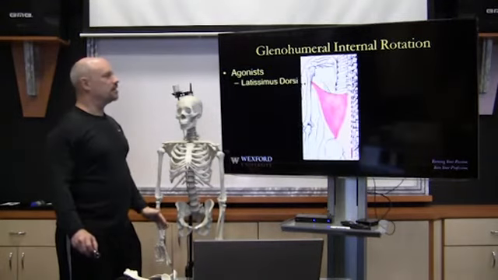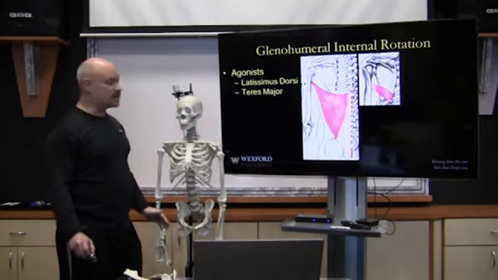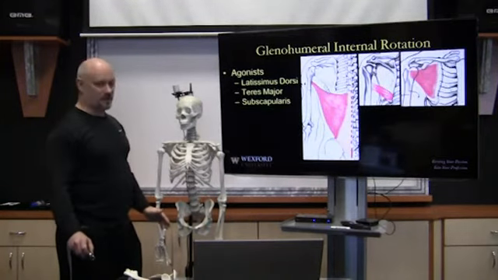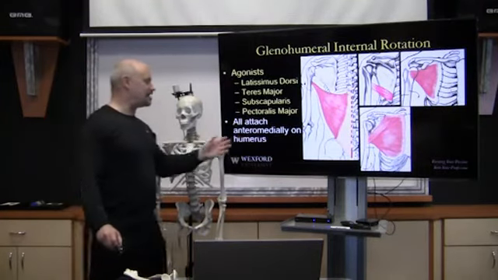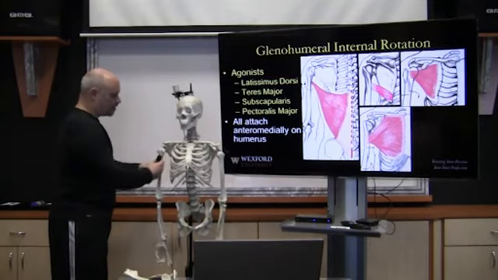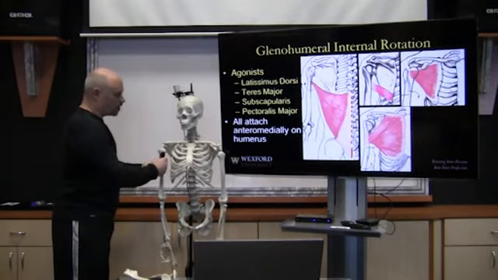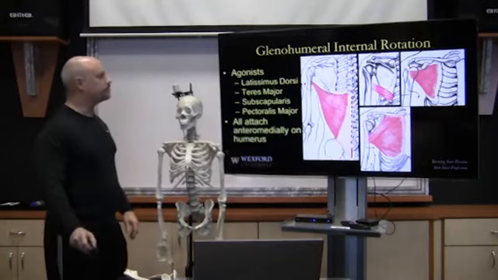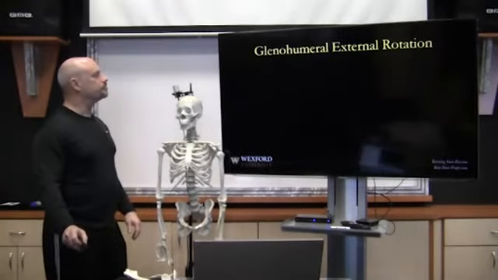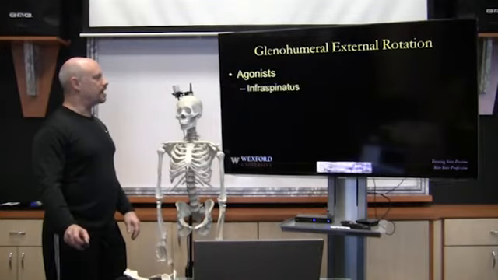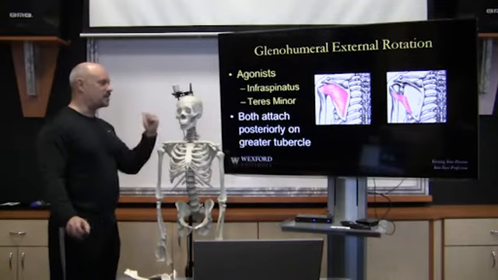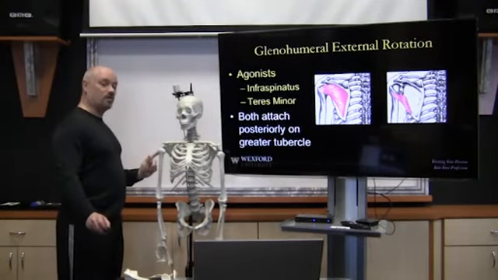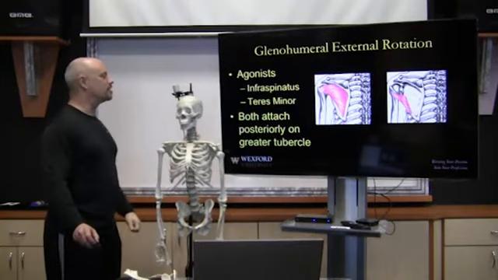Internal rotation: the agonists are latissimus dorsi, teres major, the subscapularis, and the pec major. They all attach anteriorly and medially onto the front and toward the middle part of the arm on the humerus. For external rotation, the agonists are the infraspinatus, as we discussed, and the teres minor. Both are attached posteriorly on the greater tubercle, toward the backside.